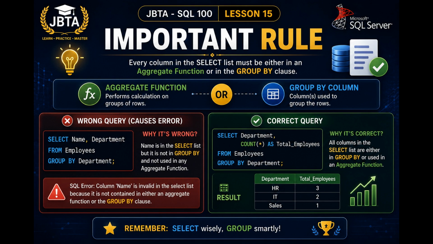If you want to display the salary column, you cannot simply include it in the select statement because each department contains many different salary values. SQL Server does not know which salary value should be displayed for that department. Instead, you must use an aggregate function such as sum, AVG, max, min, or count to calculate a single value for the entire group. If you forget this rule, SQL Server will generate an error because the query is asking for information that cannot be summarized correctly.